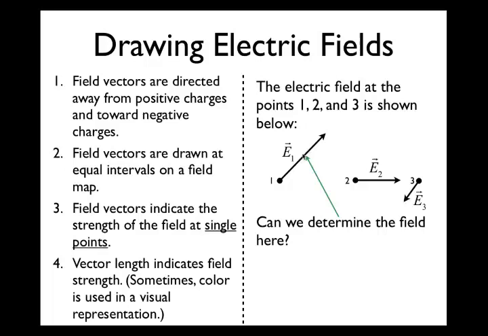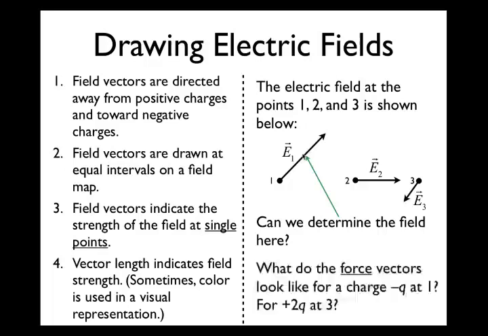It just happens to be in the middle of the vector arrow that we've drawn. What would the force vectors look like now if we put a negative q charge at point 1? Well, again, electric field is defined to be the force divided by the charge, or we can say the force is equal to the charge times the electric field. Well, if we put a negative charge at point 1, the charge is going to experience a force in the opposite direction to the electric field.